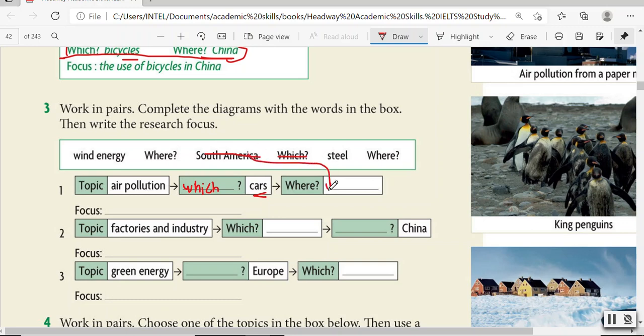For here, air pollution, the topic is air pollution, which is cars, where in South America.